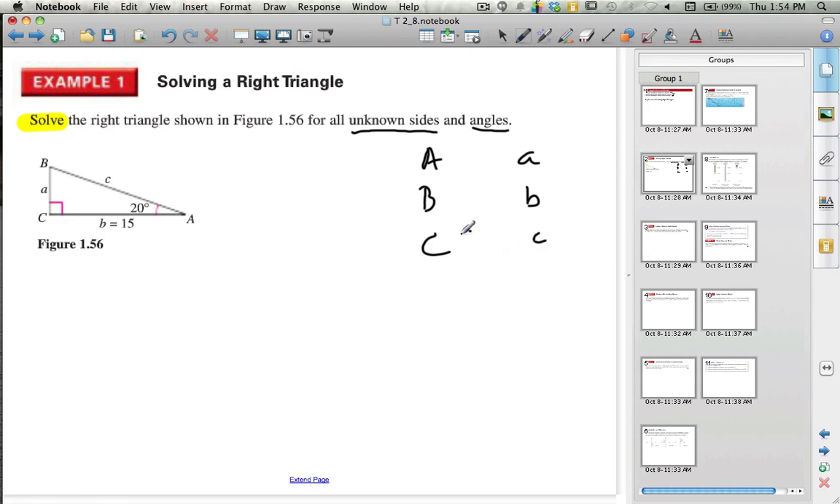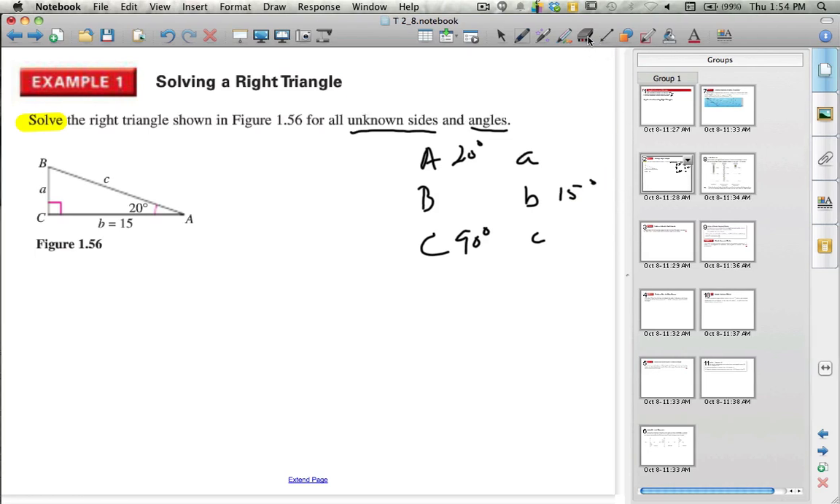Now C, it's a right triangle. C is 90 degrees. You can see angle A is 20 degrees, and they've given me side B, which is 15 units. Doesn't say degrees, obviously, it's a side. So if I want to go through and solve this, I'm going to use the three main trig functions we know: sine, cosine, and tangent.